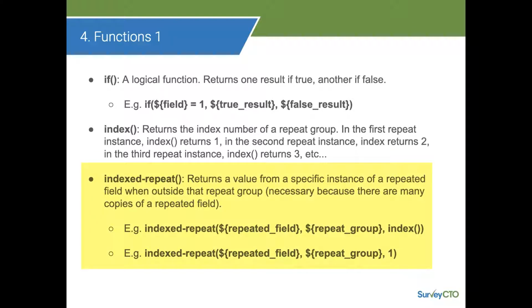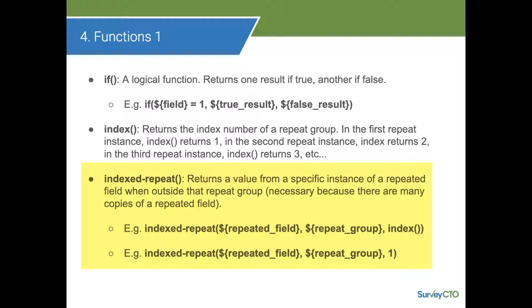Indexed repeat is a function for returning a specific instance of a repeated field when outside the same repeat group. So it's not required for returning a value if you happen to be returning it from inside the same repeat group, only from outside. This is required because repeated fields store a value per repeat instance. And without an instruction on which value from which repeat instance you want, SurveyCTO will experience an error.